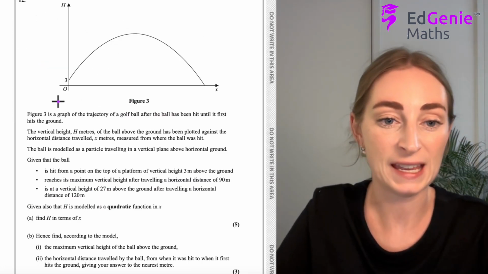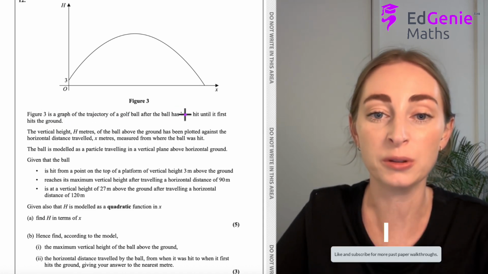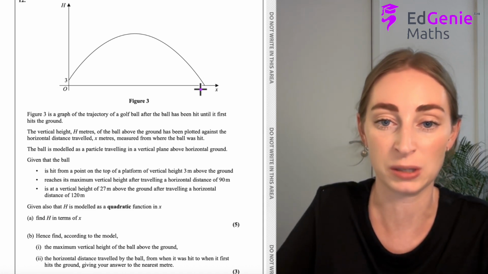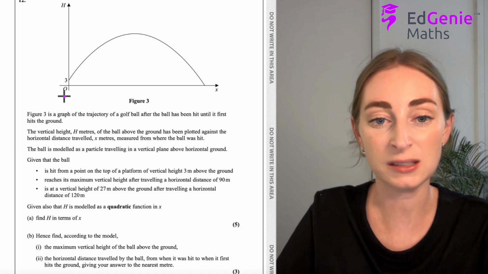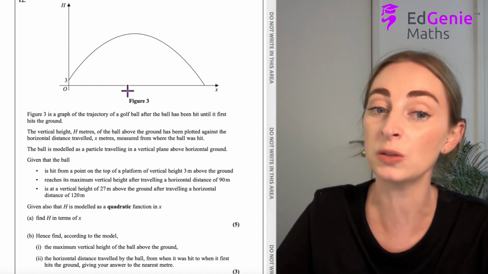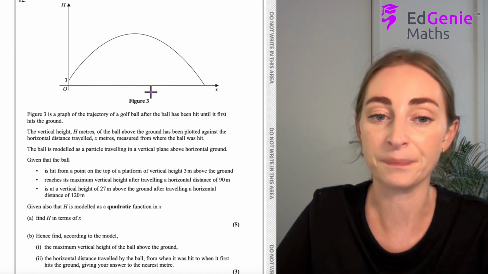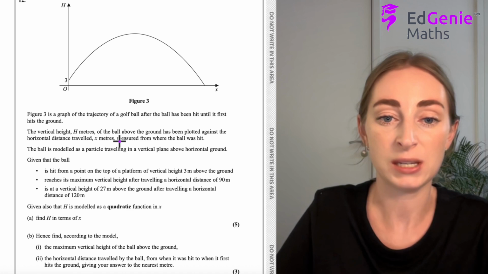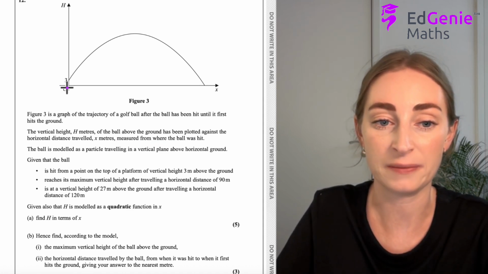Question 12 says, Figure 3 is a graph of the trajectory of a golf ball after the ball has been hit until it first hits the ground, which happens over here. The vertical height, h meters, of the ball above the ground has been plotted against the horizontal distance. So that's a bit unusual because normally this is time. Has been plotted against the horizontal distance, x meters, measured from where the ball was hit. So it's hit over here.